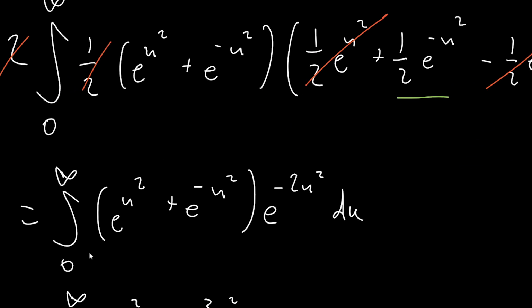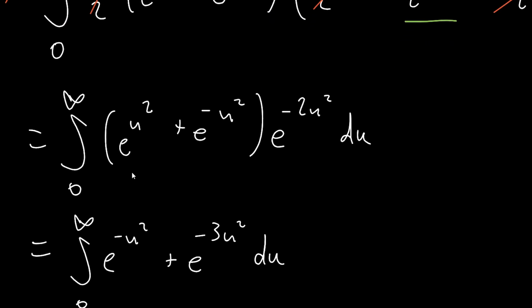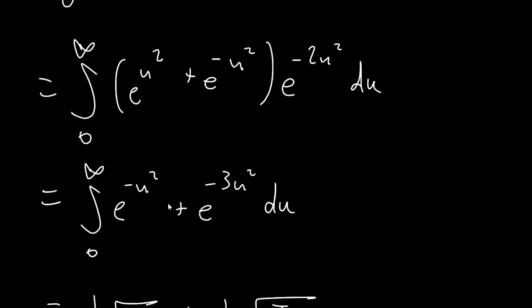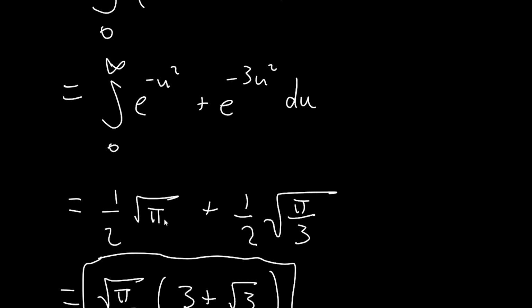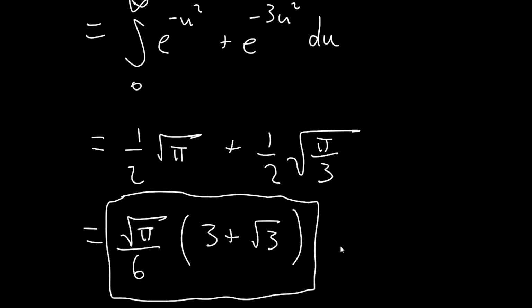So in total we end up with an integral between 0 and infinity of e to the u squared plus e to the minus u squared times e to the minus 2u squared. And we expand that bracket out, we have e to the minus u squared and e to the minus 3u squared. And this is just the Gaussian integral, so we can evaluate this. We have half square root pi and half square root pi over 3. And we end up with square root pi over 6 times 3 plus square root 3 as our answer.